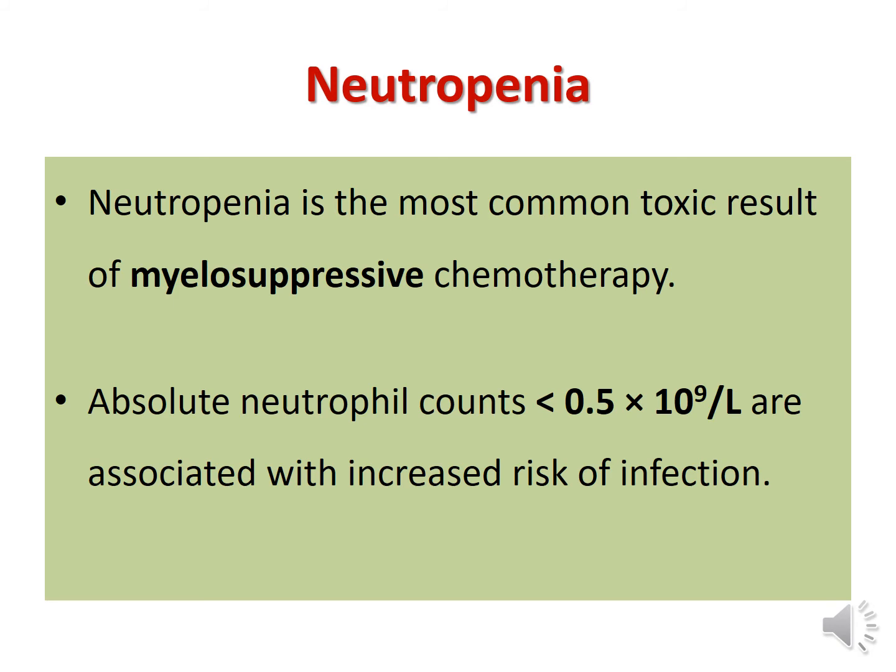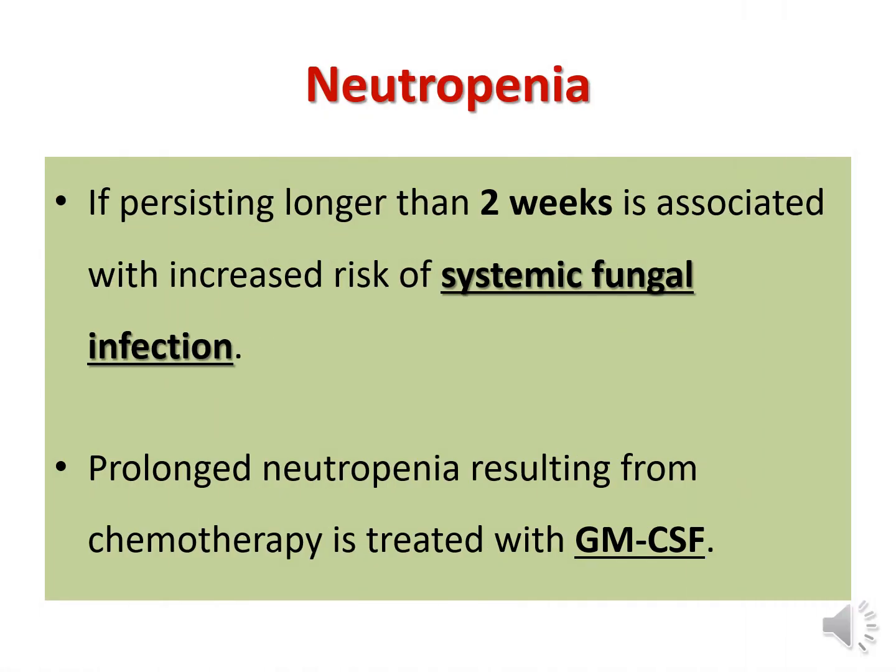An absolute neutrophil count of less than 0.5 is associated with increased risk of infection, of course. And if it persists for more than 2 weeks, it's usually associated with risk of opportunistic infection like systemic fungal infection. And usually, if this neutropenia is prolonged, we have to treat it using granulocyte colony stimulating factor.